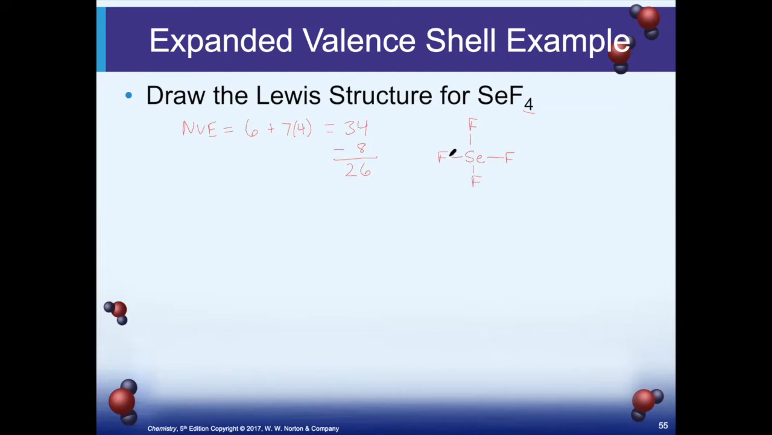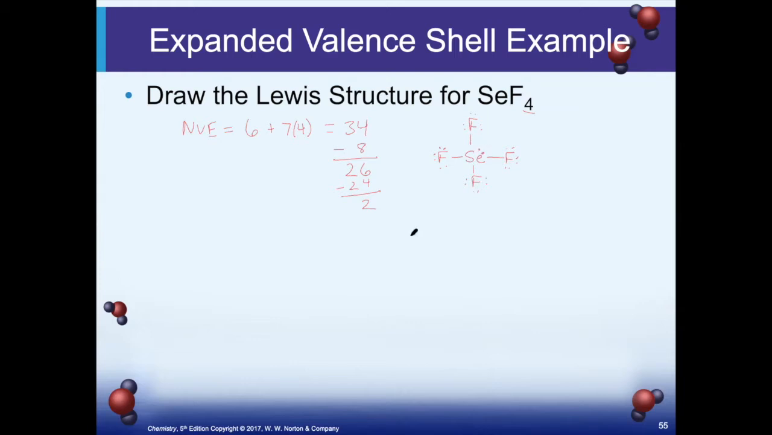Okay, and so now the next step is to give your perimeter atoms their octet with lone pairs. So I'm going to do that. Okay, so that was 24 because I've got 6 on each fluorine that I put on there times 4. So that's 24 that I just used up. And so that means I have 2 left over. And so now, again, following the step-by-step, it says to put those 2 electrons on the central atom.